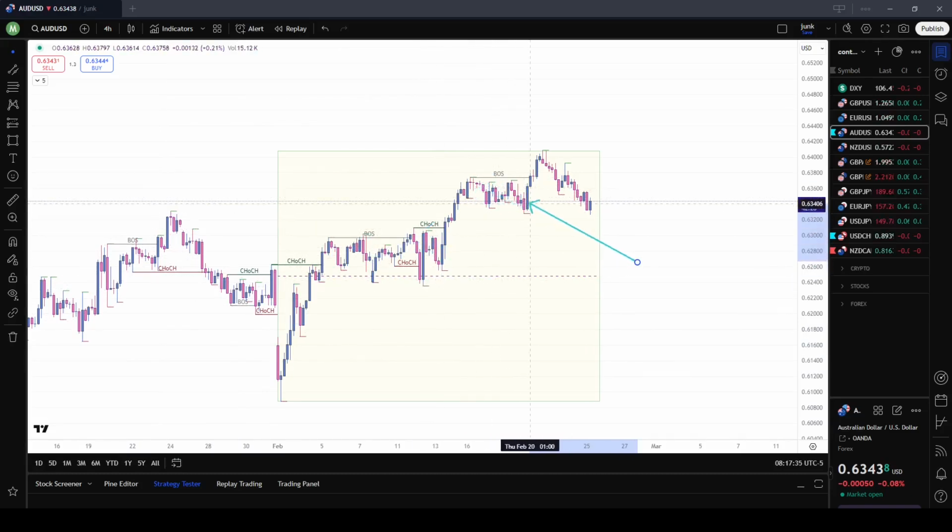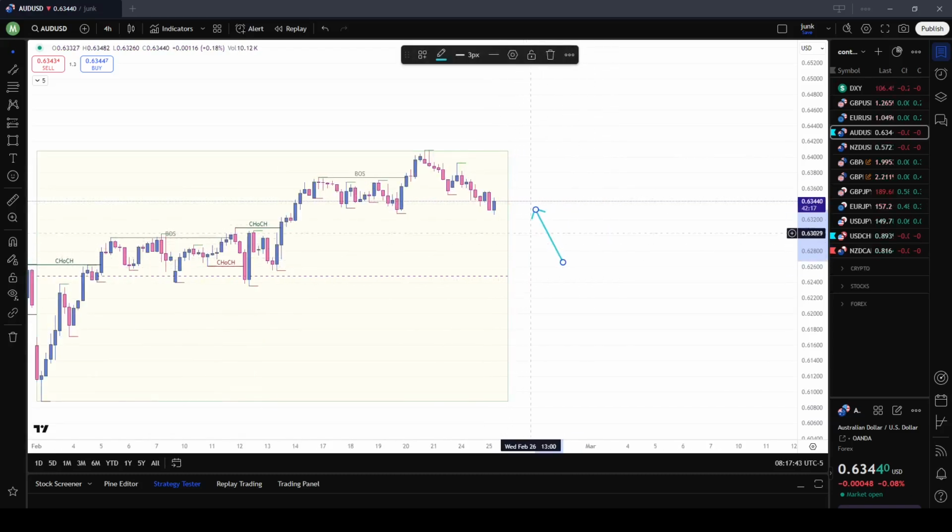The market is fractal. Looked like it did the same thing. This was the spring or liquidity sweep, sprung out, broke structure. I'm going to keep this as the overall range, but right now I don't see a setup.